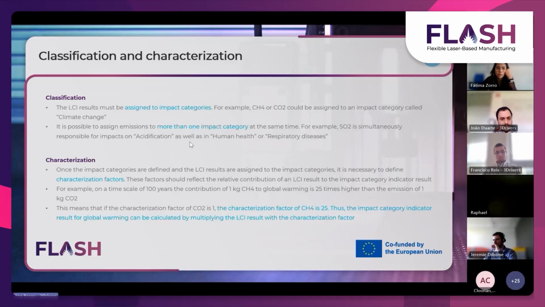So it's basically because in the emissions we can have both CO2 and methane, but the contribution over a time scale can be, yes, 25 times higher. So that is the modeling and the calculation of this conversion factor. This means that if the characterization factor of carbon dioxide is 1, the characterization factor of methane is 25, and the impact category indicator result for global warming can be calculated by multiplying the inventory result with the characterization factor. That's the case.